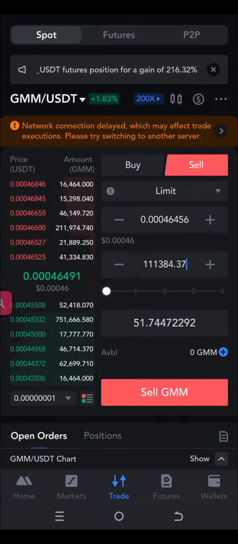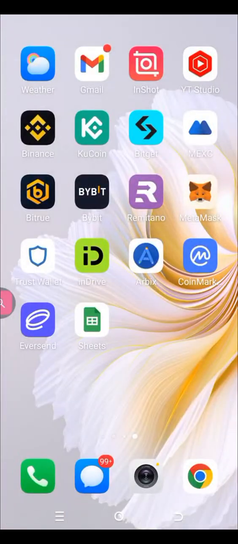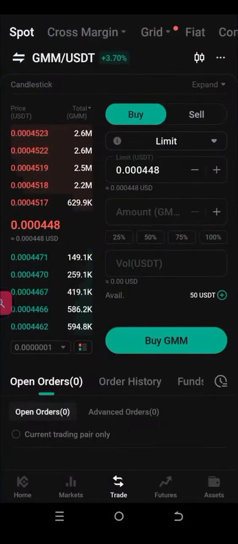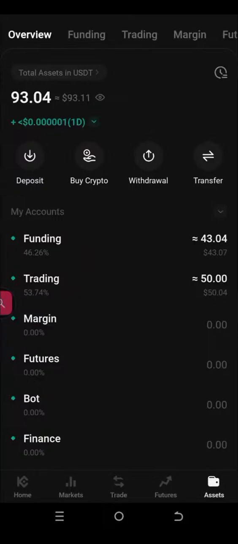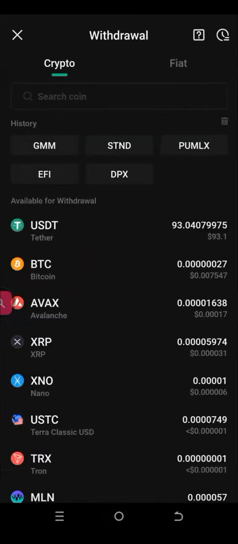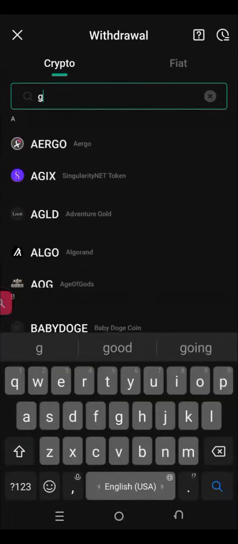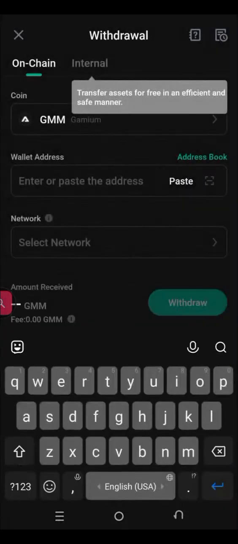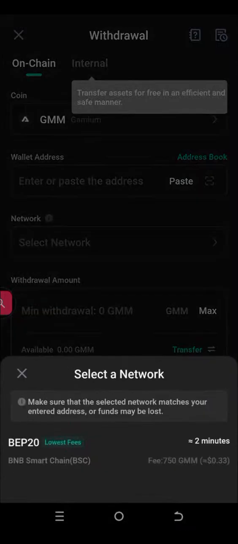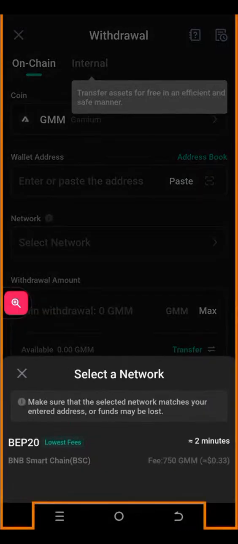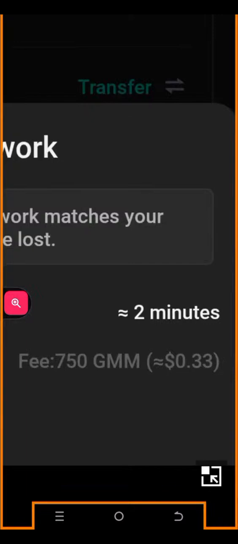We've not even taken a good look at whether we can withdraw it from KuCoin, which network is going to be used, what the fees will be, and whether we can deposit here. So let's go back and see whether that's possible. First off, let's check in the assets whether we can withdraw it. Let's put GMM there, and then check the withdrawal network. Oh, it's BEP20. That's 33 cents. Wow, that's a whole lot.